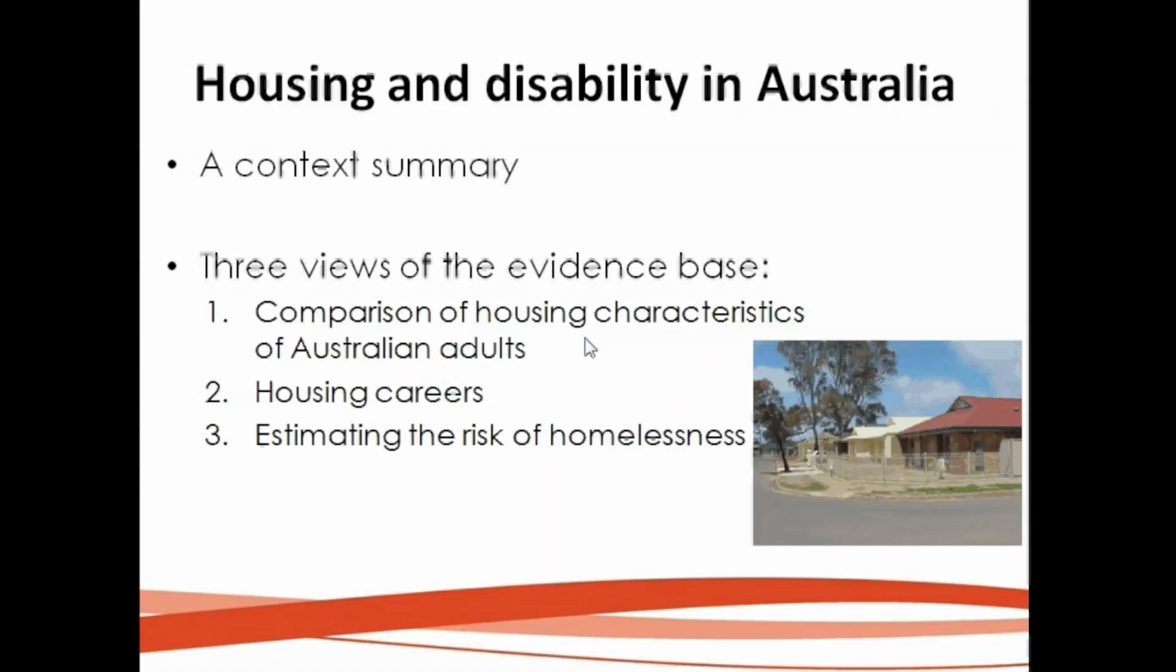What I want to do in this presentation is provide a context and summary of what we know about housing and disability in Australia and how we need to understand housing and disability. Then I want to talk about the housing characteristics of Australian adults, housing careers, and estimating the risk of homelessness for both the general population but also for the population of persons with various forms of disability. I want to talk about why intellectual or developmental disabilities are a particular focus here. Then I want to finish off with some discussion around dwelling design and what I think of as the broader social context of provision of accommodation for persons with intellectual disability and why it's so important.